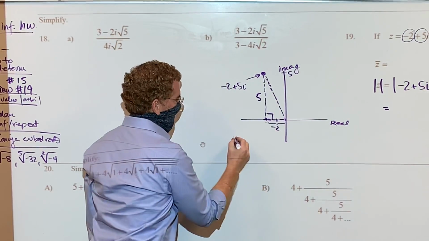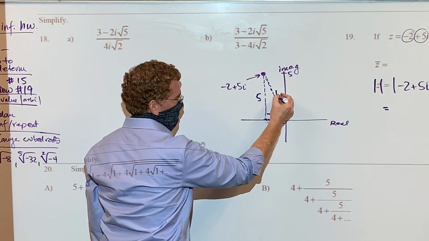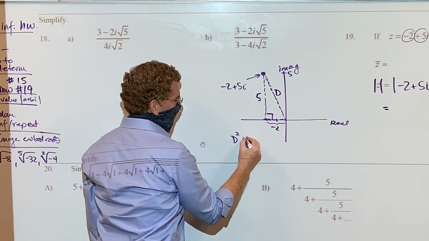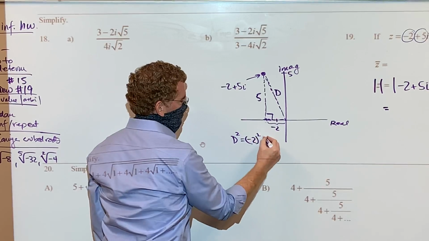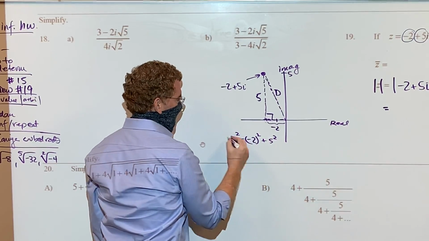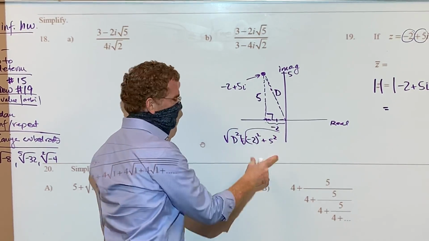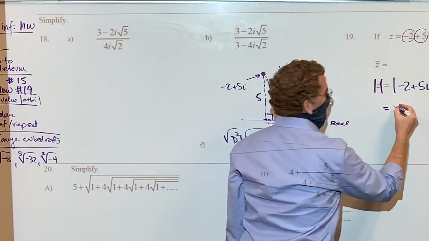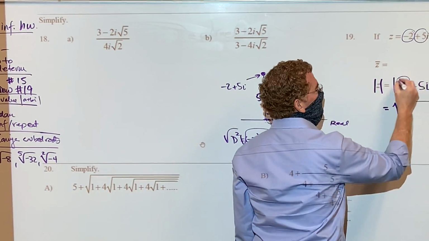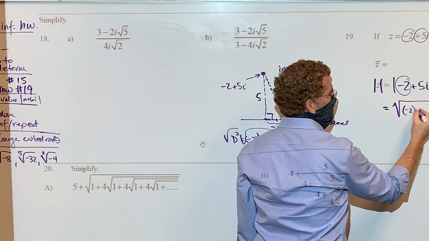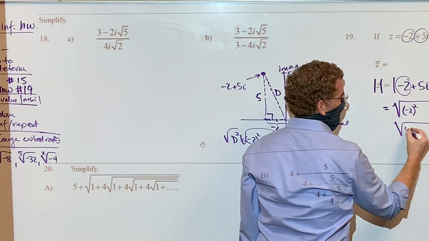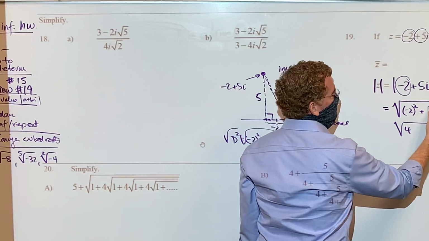I would have said that length right here, distance, whatever you want to call it, I would have said d squared is -2 squared plus 5 squared, and then I would have square rooted it. Well, if you think about the math of that, all I'm doing is square rooting the real part, which is always going to end up positive, and then adding it to the square of the imaginary.